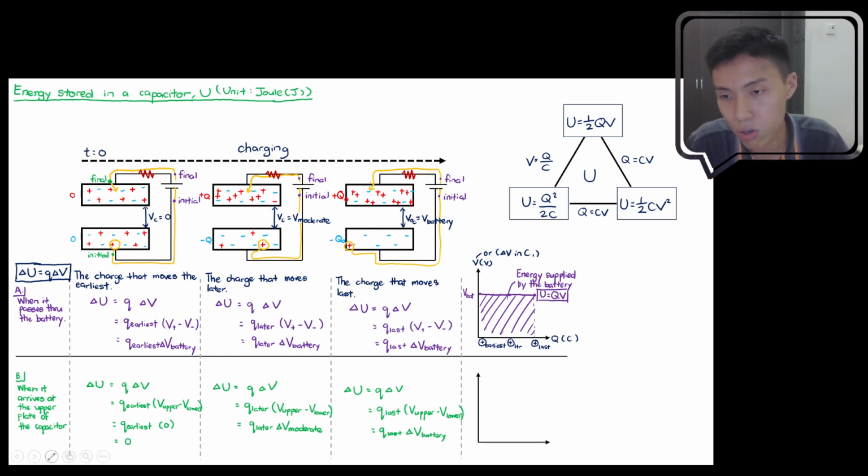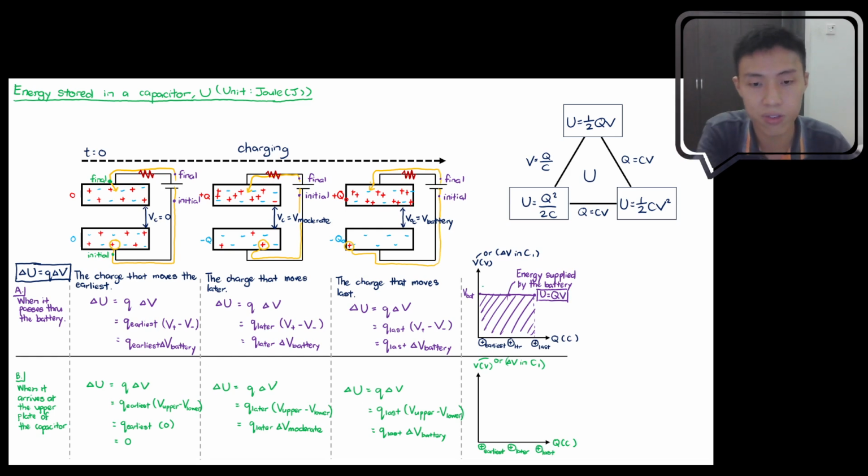Okay, if you want to show it in graph form, again, I will show you. This is V, the potential difference, actually delta V in chapter 1. This is the charge. Right now, I'm going to talk about the earliest charge that is moving, the charge that moves later, and the charge that moved last.